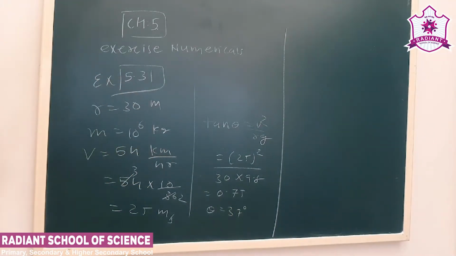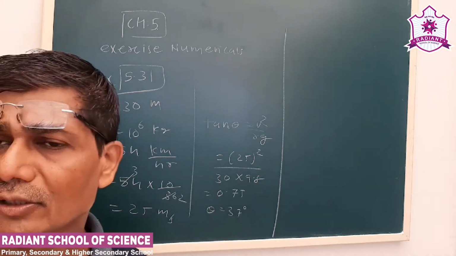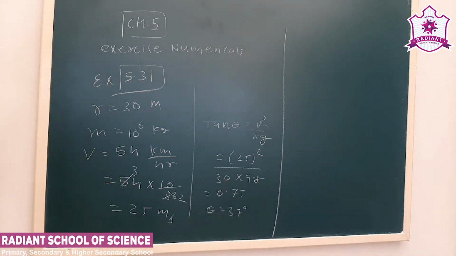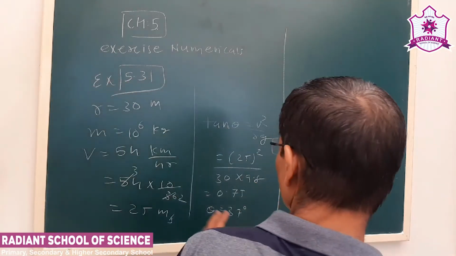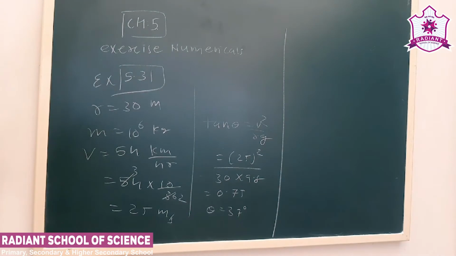So here again, the centripetal force is equal to the friction force, and by comparing this component of the force, we can derive the equation that we have done last time. Now next is exercise sum number.